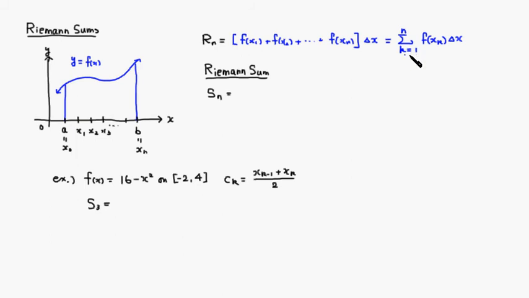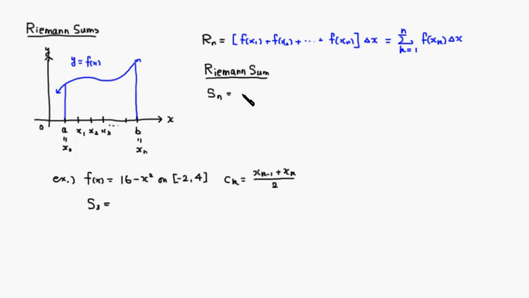So start with k equals 1. You have f of x1 delta x, which is this one. Next one is f of x2 delta x. Next one is f of x3 delta x, and so on. Then the last one is f of xn delta x. So this is the right sum.